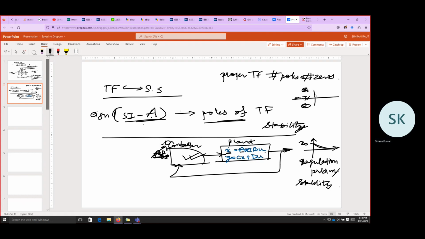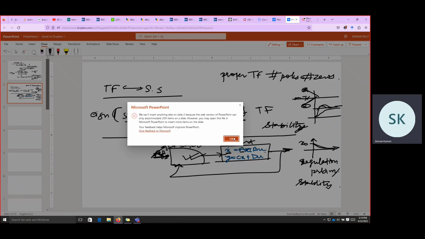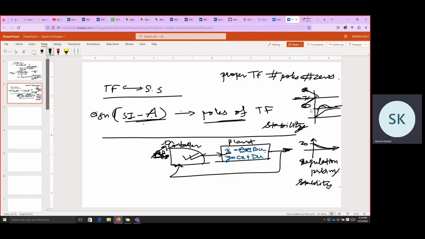According to this, we had some response. Earlier we had this kind of response. Now we have some fast response, and this is the desired response. So what we are doing is shifting the pole or changing the location of the pole. That means we have to see if we can change the location of the eigenvalues of the A matrix.